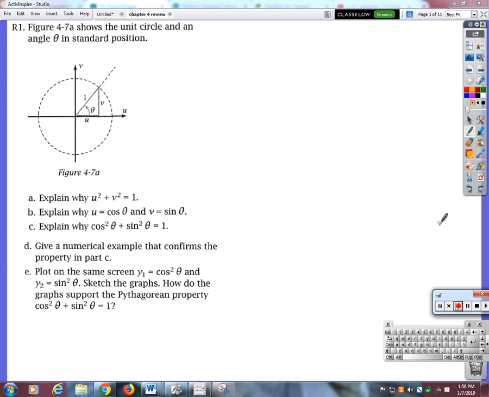Chapter 4 review. There's a couple of review assignments in the book that we will work through together. Then I'll throw the practice test at y'all, and then we will take the actual test.